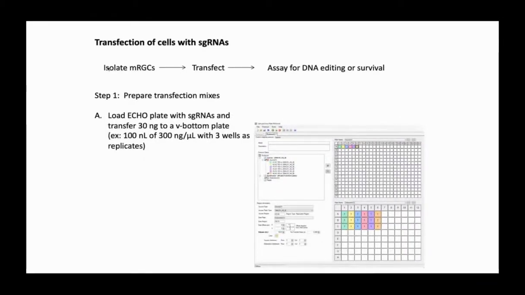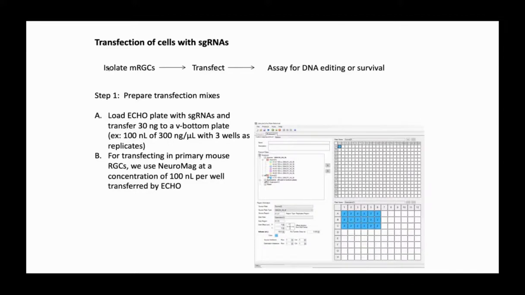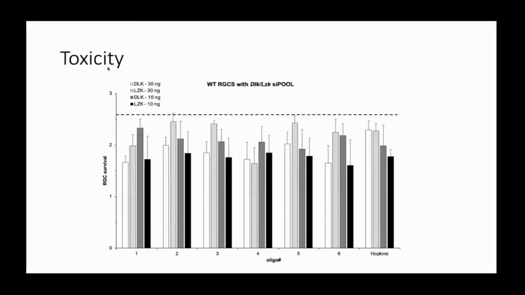And although initially in our screens we were doing things in which the Neuromag was transferred via the Combi in bulk transfer, now we were transferring the Neuromag with the echo and doing the preparation of the transfection mixtures all with the echo software. And that's worked pretty well. So then as we generate lists of potential targets, all we do now is order a new 55 nucleotide sequence, in vitro transcribe the gRNA, and use that to test whether there is relevant biology.